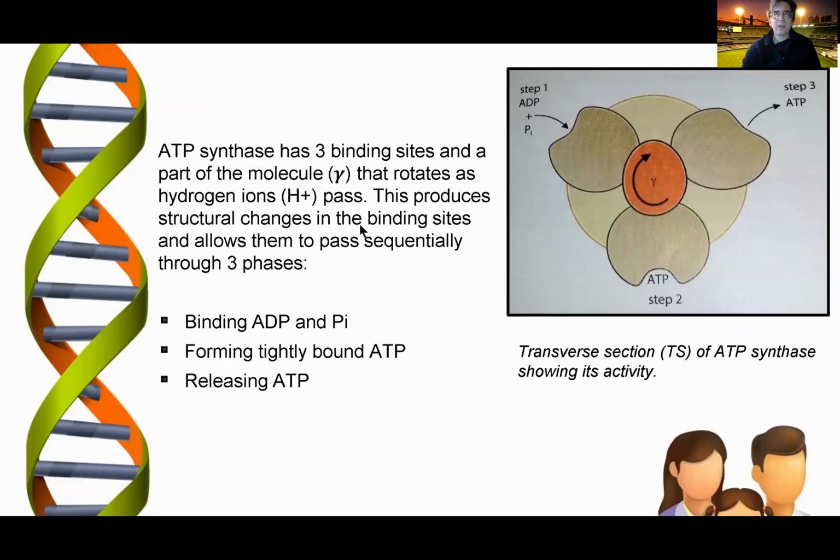If we take another look at ATP synthase, which is the enzyme, it's got 3 binding sites. And you can see those here. Exposing these binding sites allows them to pass through 3 phases. So you've got ADP and Pi, which means inorganic phosphate, that fits into the ATPase, and then ATP gets released.